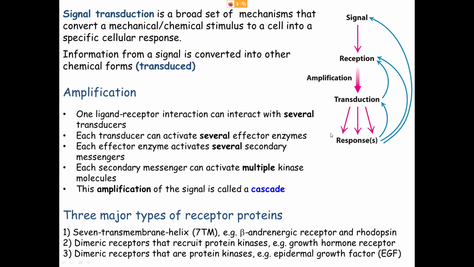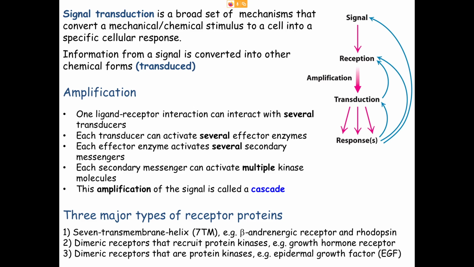Okay, so one more time, let's go through this process. We have a signal binding, a ligand binding to its receptor. That information goes across the membrane. That's called transduction, right? So it's been transduced. And every step along the way, we're going to amplify this.